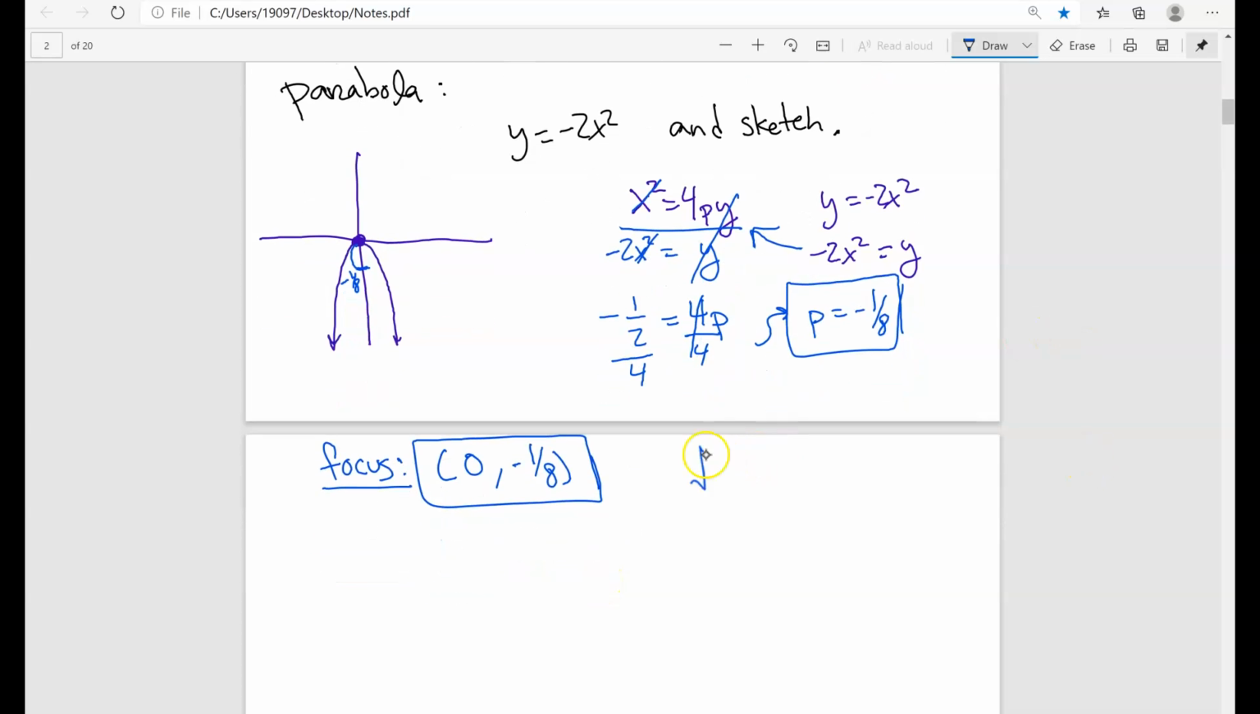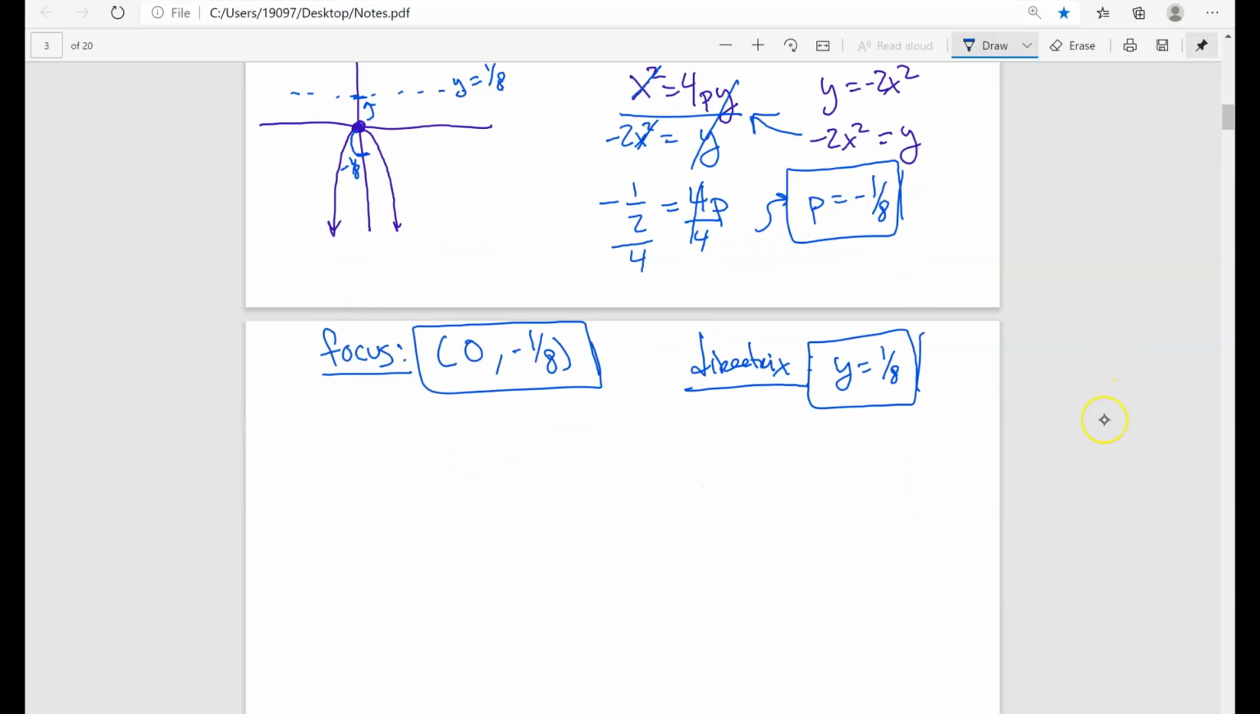And the directrix now, in this case, it's going to be right on top of it. And notice that I'm going to go 1/8 units over here, which means that y equals positive 1/8 is going to be the equation of the directrix. Okay, so that's how you do something like that. So it's a really quick and easy trick that you can try to do. Okay, all right. So now let's talk about one more thing.